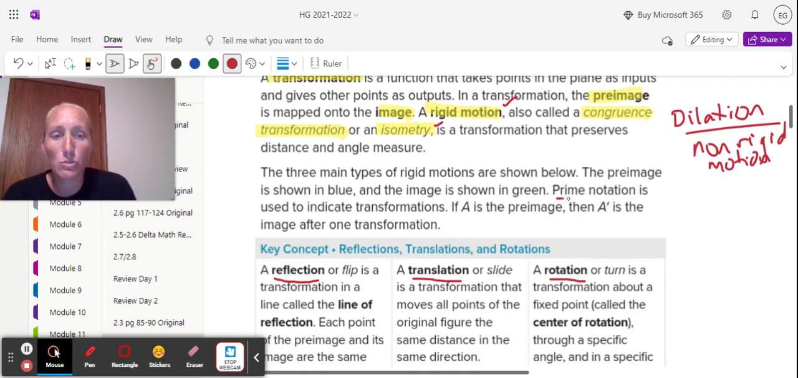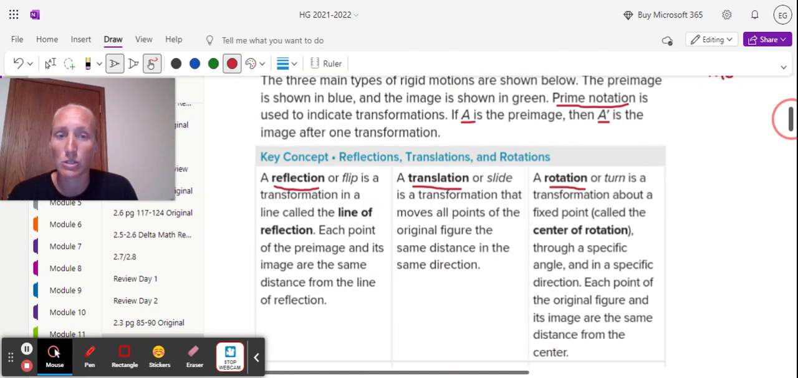We are also going to use what is called prime notation to indicate transformation. If you see A in the pre-image, which is the original figure, then it's called A prime. I know it's A apostrophe, and you're like, what's going on here? This is math talk. For us, A prime is the image after one transformation. So if we start with A and we want to move it to the side, that's going to be A prime, because we've moved A a certain amount.